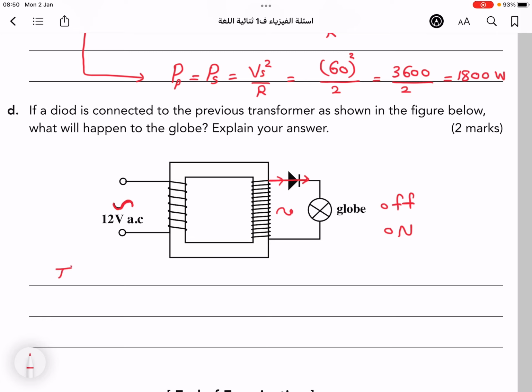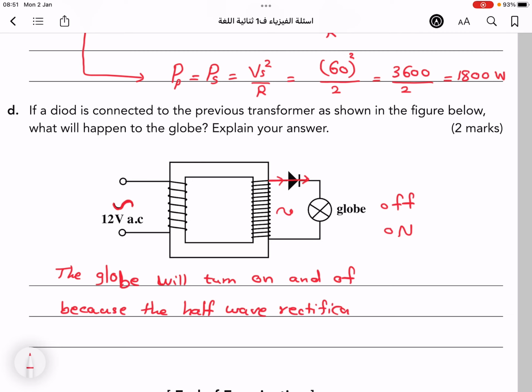Then what will happen? The globe will turn on and off because of the half wave rectification. This is the full answer of this question. See you at another questions.